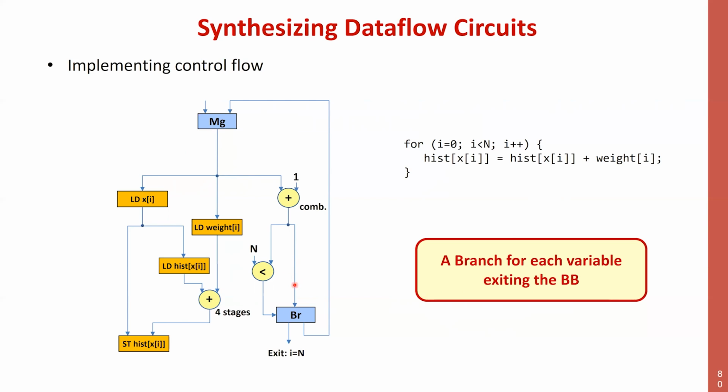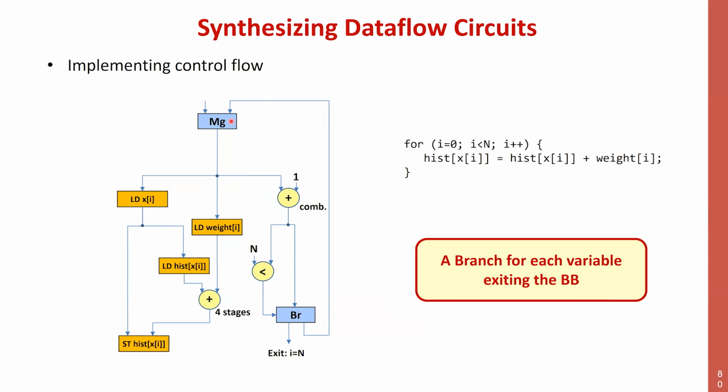So when I get I plus 1, I check if I is smaller than n, and if it is, I send it on this side, otherwise I send it on this side. And if I send it on this side, this is the second input of my merge that I used before. So essentially, also here, I copy almost literally what is my control flow graph.